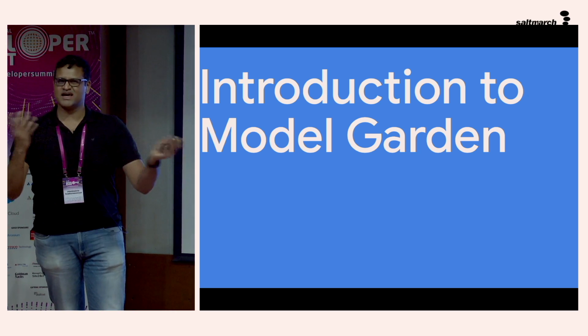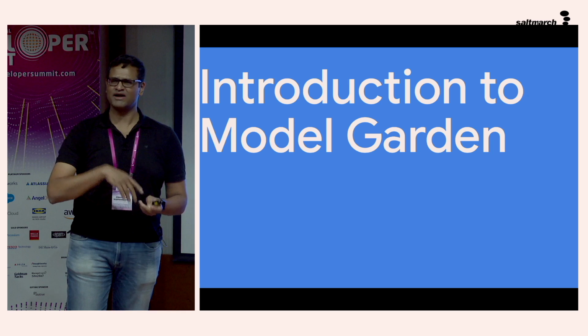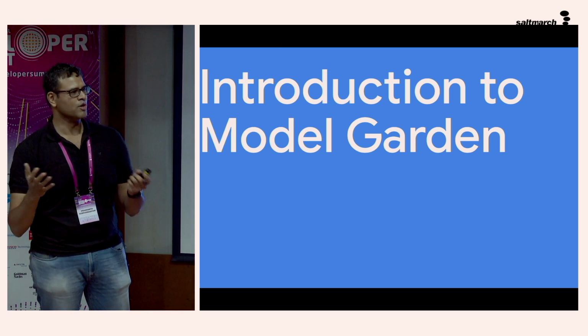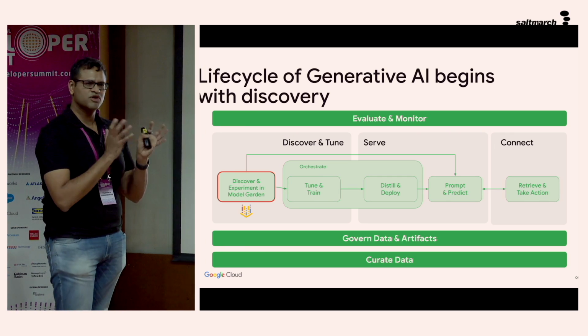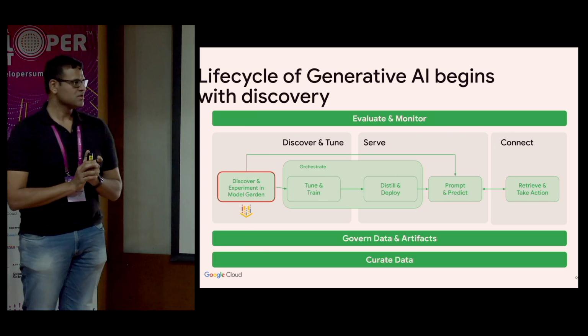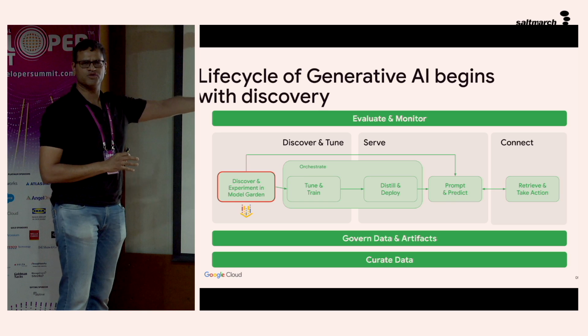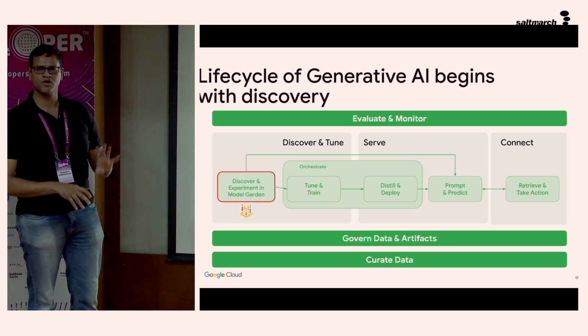As the name says, it's a garden of models. You have a wide variety of models where you can go and pick and choose models and start trying them out. So if you're looking at building AI applications, it is very important. This is typically what you would do, right? So you would start with actually discovering models.